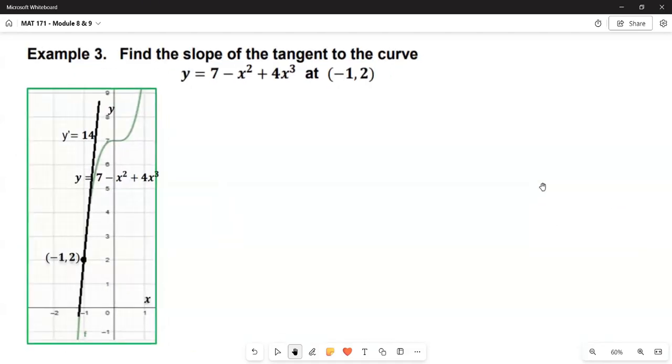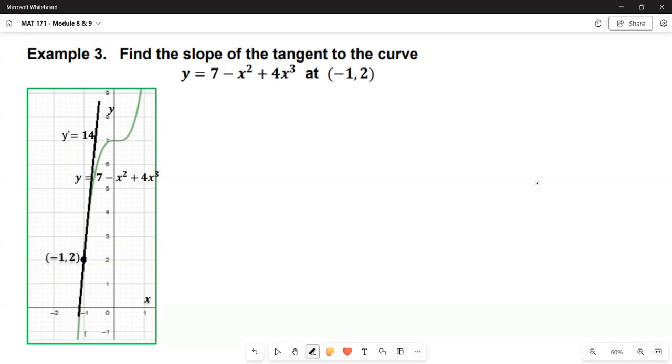So here in example number 3, find the slope of the tangent to the curve y is equal to 7 minus x squared plus 4x cubed at negative 1, 2. So ano daw yung slope ng isang tangent line sa curve natin sa point negative 1, 2. Yan, so may point ka dyan na negative 1, 2, then nagkaroon ka ng tangent line dyan. Pag sinabing tangent line, na-intersect mo yung isang function, line, curve, or circle at a very specific point. Well, in this case, sa example natin, nag-intersect yung tangent line sa curve sa point negative 1, 2.